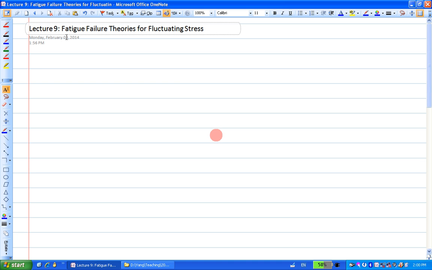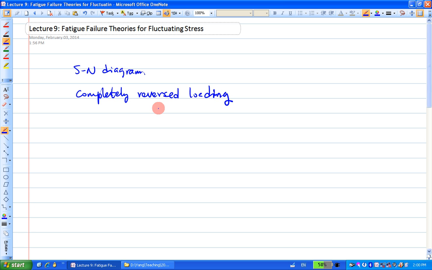So in the previous lecture, what we have done is we have considered fatigue failure, and we have created the so-called SN diagram. In either case, what we have considered is basically called completely reversed loading or stress. So those are what we had considered in the previous lecture. This is what completely reversed means.